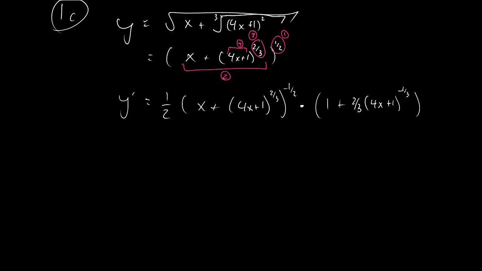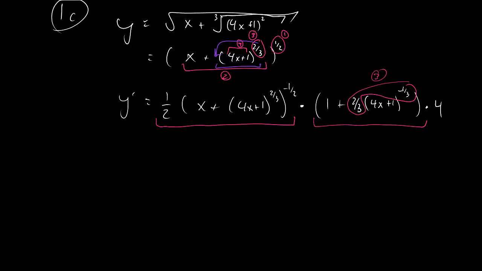That's my number 2. So number 2 and number 3 are kind of together, because when I take the derivative of this part, I bring my outside down. And the very last step is multiplying by the derivative of my very inside. So if we were to recap, this would be my first derivative, this would be my second, this part right here is my third, and this is my fourth.